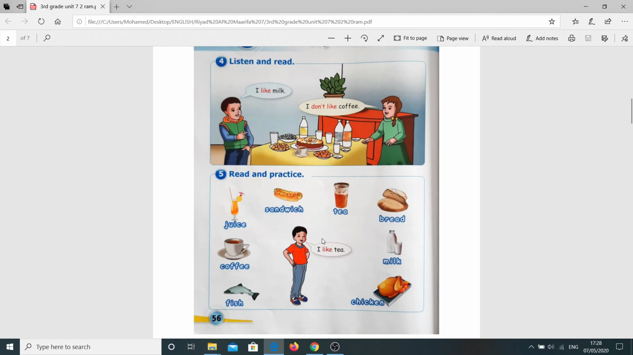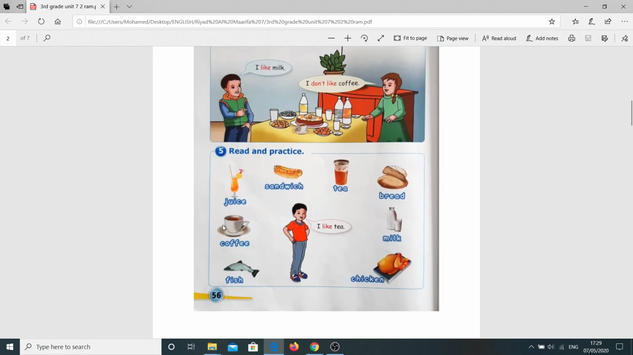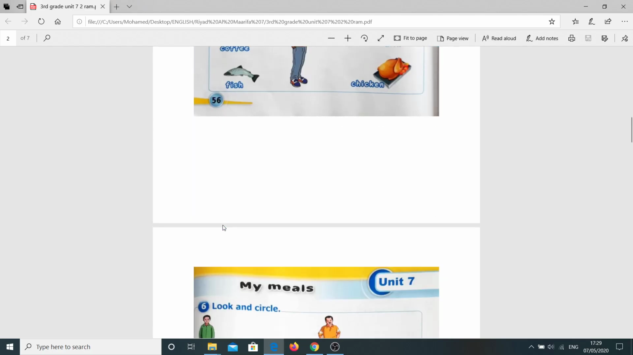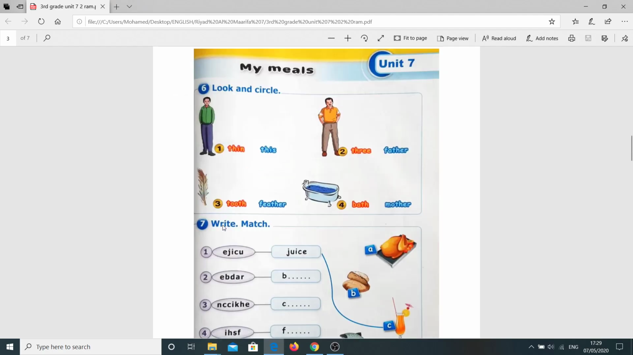Let's make some sentences here. Bread. I like bread. I like milk. I like chicken. I like fish. I like coffee. I like juice. I like sandwich. If you don't like, you need to say, I don't like. I don't like tea. I don't like sandwich. I don't like juice. Then you need to practice this with your friends, your family, whatever.